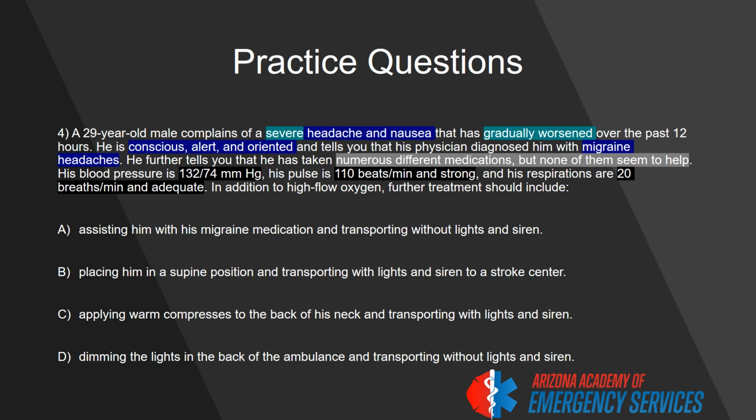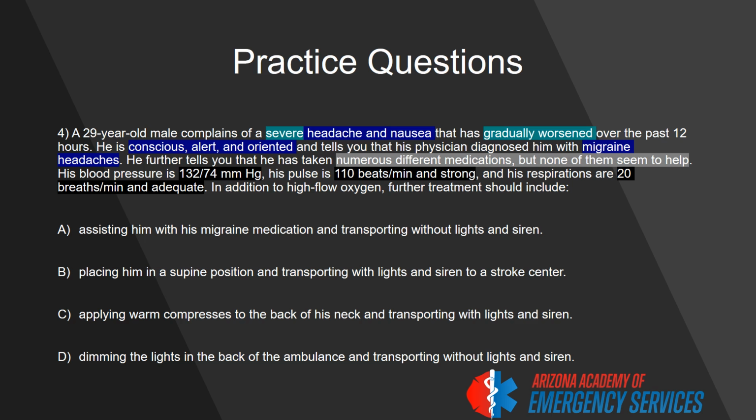Now, we saw an example of this in the last question. We saw an example of when they say you should first or you should next, which means you have to pick the immediately next answer option on the sheet, or the next step on the medical assessment sheet. Here it just says further treatment should include. It's not really giving you a starting point. It's saying in addition to high flow oxygen, not after the administration of high flow oxygen. So again, registry tries to get a little bit tricky, but hopefully walking through the questions like this is going to help you in the future.